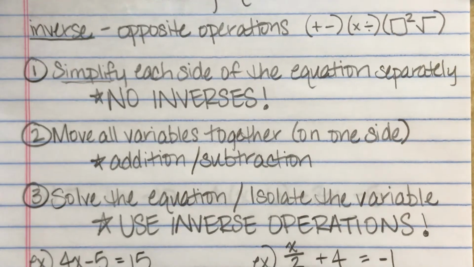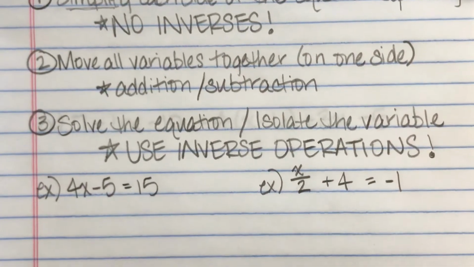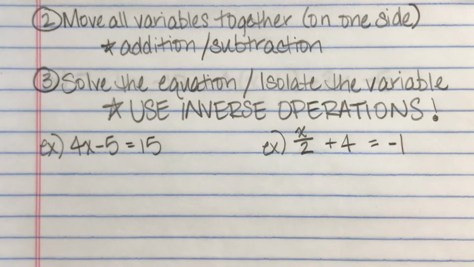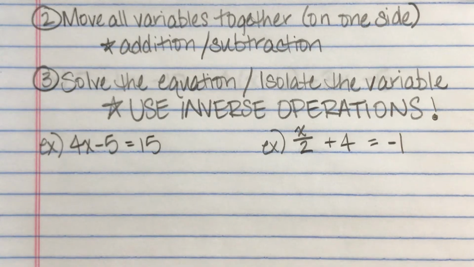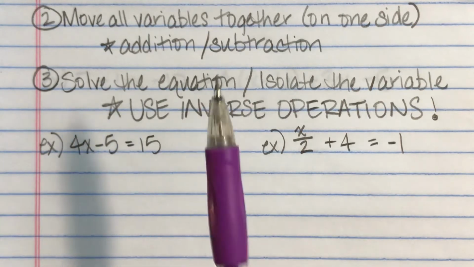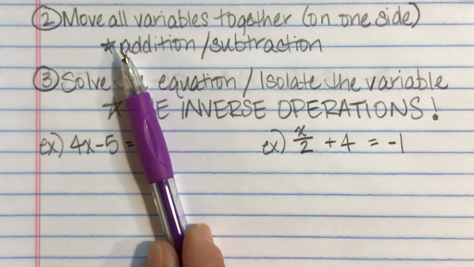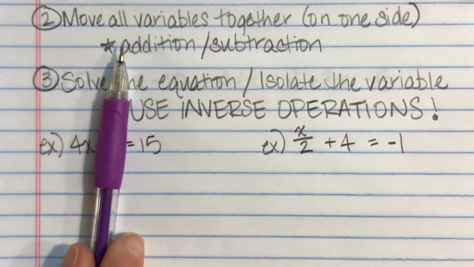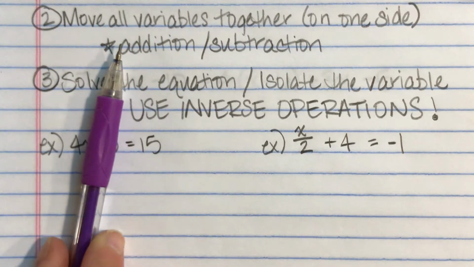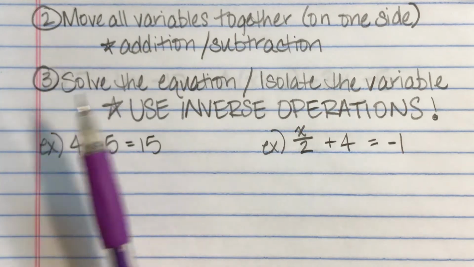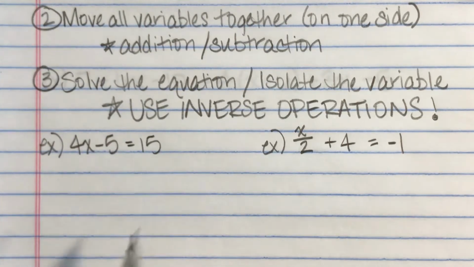Okay, so let's do several examples. Some of these are exactly the same as what we did in the notes. Some are slightly different. So this problem, if I look at each side separately, there's nothing I can simplify about 4x minus 5. There's nothing we can simplify about just a 15. As far as step 2, moving all your variables, well, there's only one variable in this problem, so we can skip that step. We're just going straight to solving.